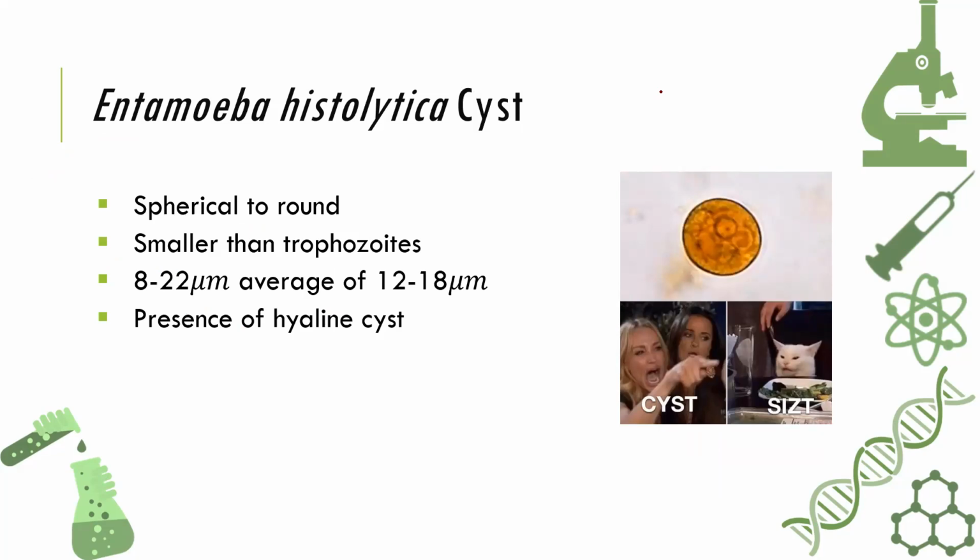Unlike here in our cyst, bilog siya kung bilog. Ovoid siya kung ovoid. Spherical siya kung spherical. And it is important to know and to remember that our Entamoeba histolytica cyst is spherical to round. Typically, 8 to 22 micrometers, and an average size of 12 to 18 micrometers. You might wonder or ask, is it important for us to remember the size of our cyst and trophozoite for each Amebas? The answer is yes.